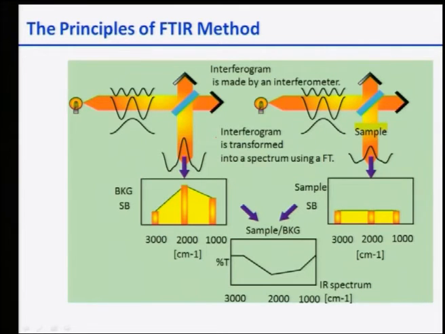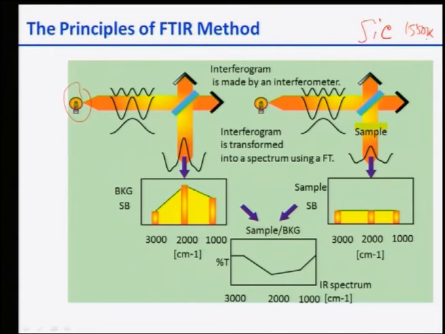The basic components of FTIR are, first of all, a source. There's an IR source here, and it emits a broad band of different wavelengths of infrared radiation. Normally the IR source people use in labs is a silicon carbide compound, which is heated. If you heat it up to 1550 degrees Kelvin, then it emits IR radiation.